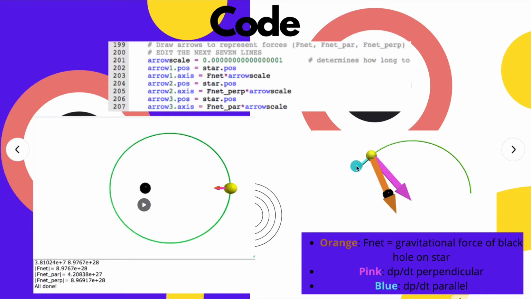We can see that the orange arrow is the net force, and it's pointing towards the black hole, because we know that the net force is only the gravitational force of the black hole on the star. So this makes sense. Now the pink arrow represents dp/dt perpendicular, which is pointing towards the center of the kissing circle. And finally, the blue arrow is our dp/dt parallel, which points in the direction of the star's trajectory.